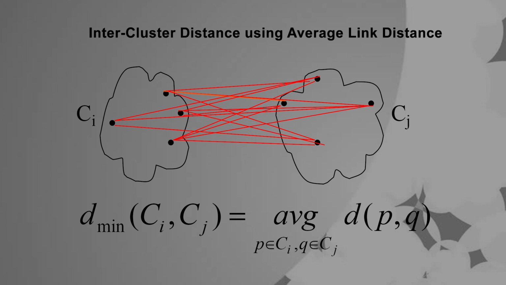As you can see in the visual, I have drawn all the lines. Then after taking all these distances, I shall average it out, and that average distance is going to be my average link distance. The same thing is depicted in the equation. D_avg is equal to average of d(p,q), p belonging to Ci and q belonging to Cj.